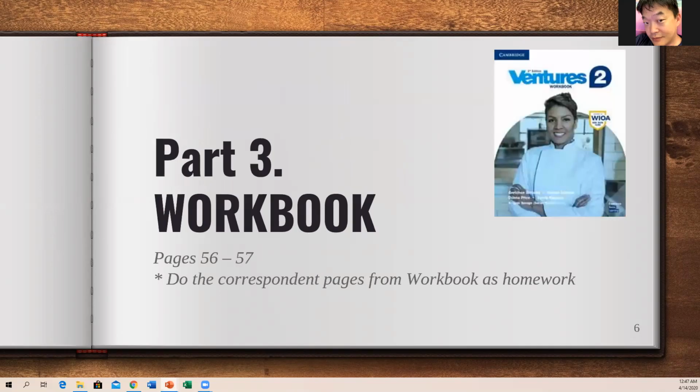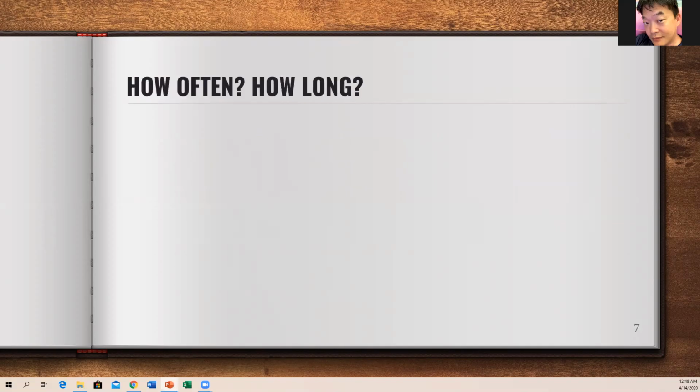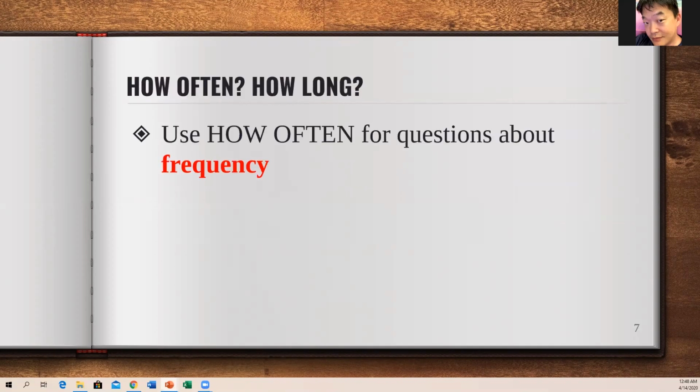Okay? So go to your workbook. Open on page 56. This is where we are going to start. Okay, so open your workbook now. And before we start doing our practice exercises, I want to remind you of this. Okay, let's review some things.